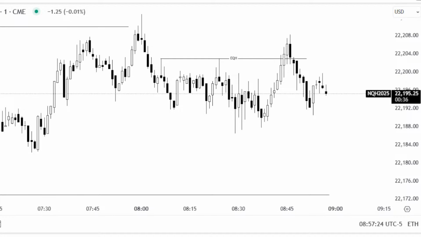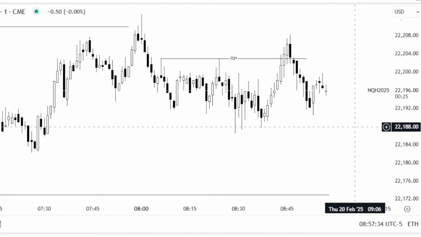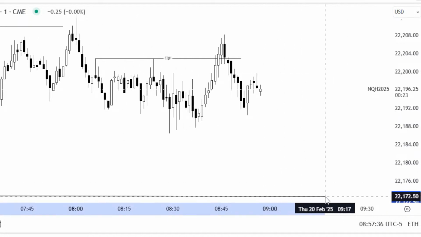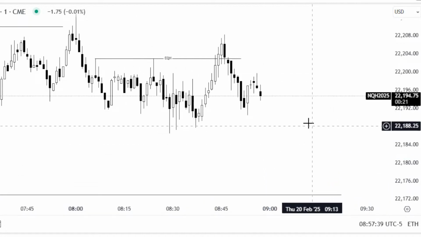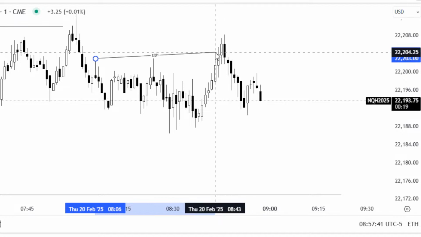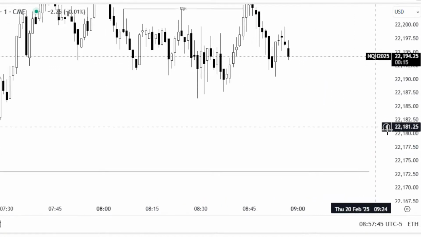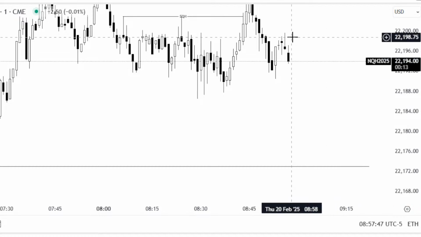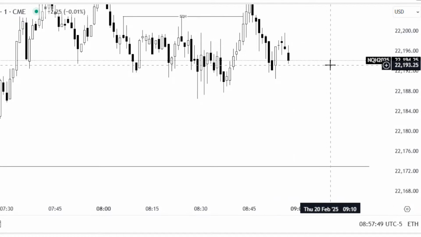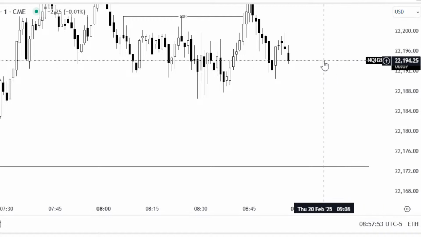Alright, so let's see if we're getting this. Move down. Alright, that's the swing high. If this candle closes, I'm most probably going to try a short again.